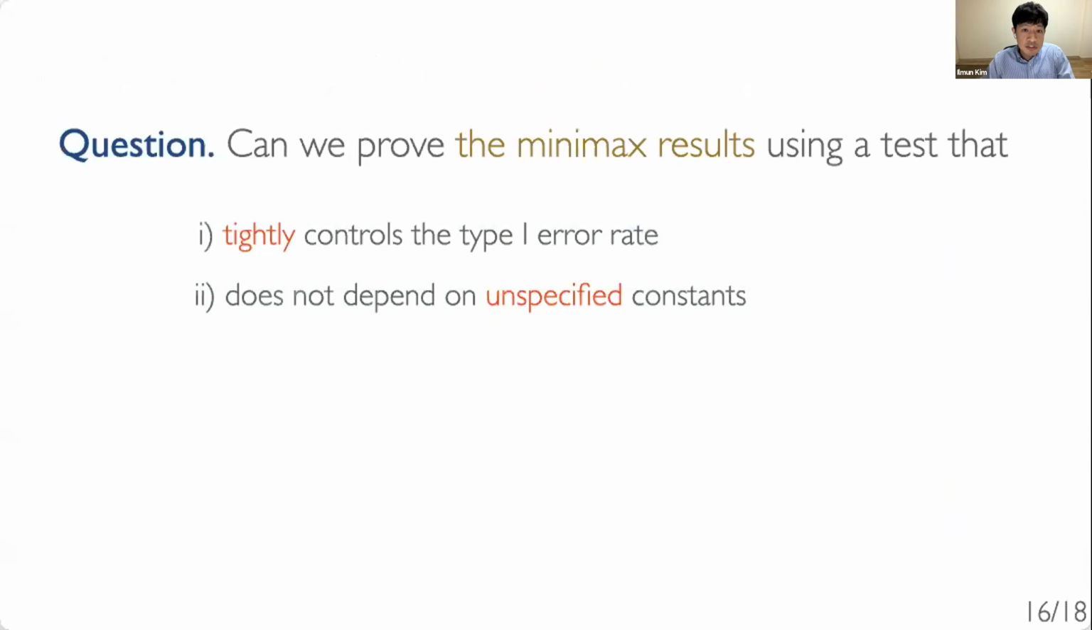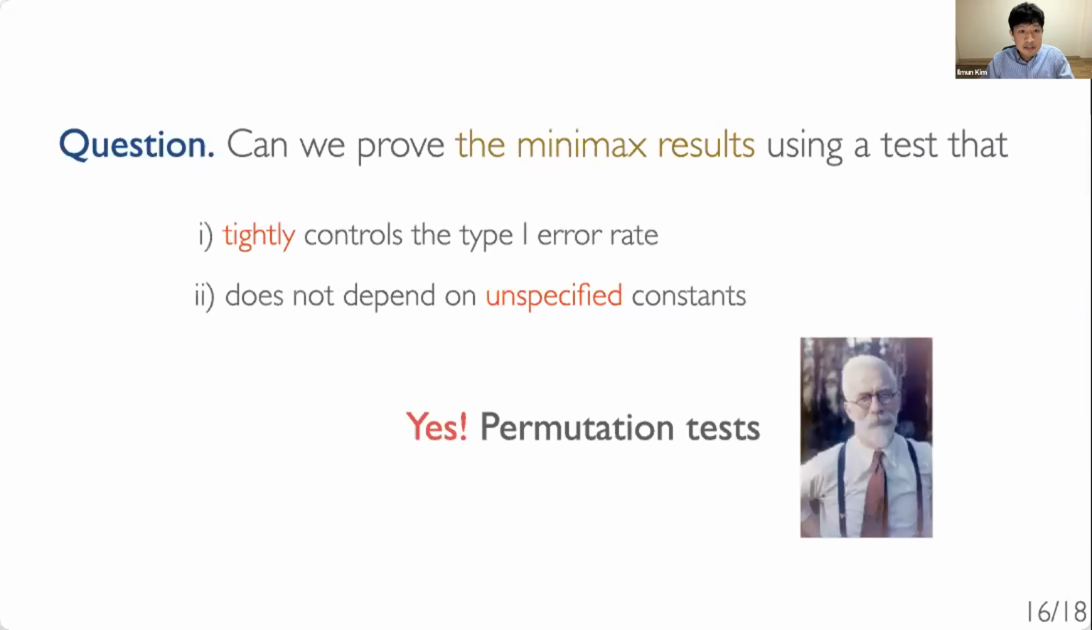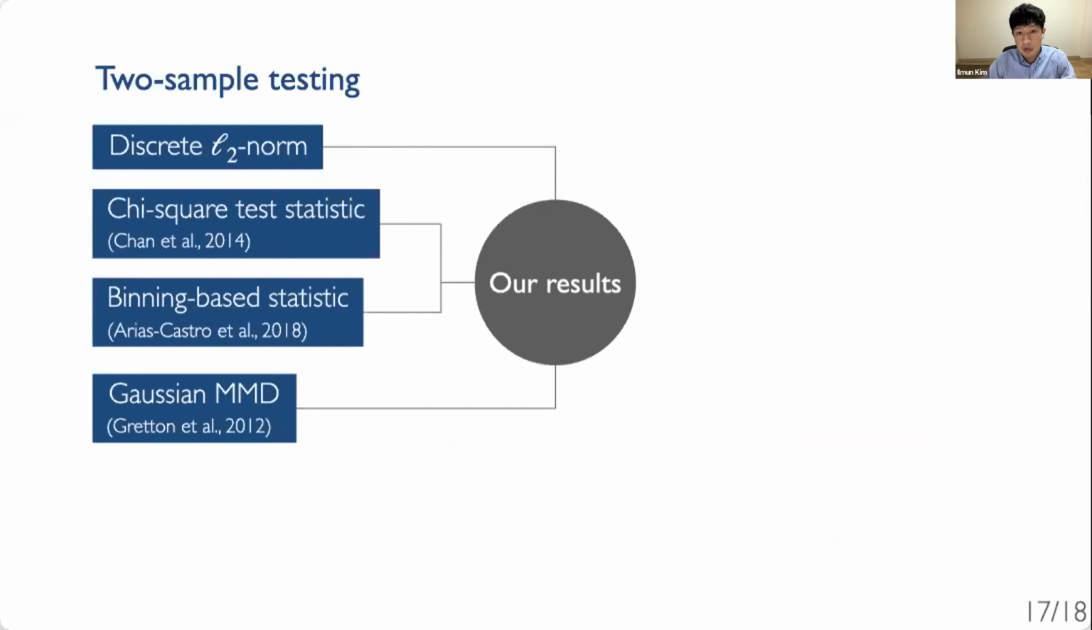So these results motivate us to question whether it is possible to obtain a minimax rate optimal test that tightly controls the type 1 error rate, and does not depend on unspecified constants, so that we can use it in practice. The answer turns out to be yes, and we show that permutation tests are indeed minimax rate optimal in many problems, and we can show these results using the two moments method that I described earlier.